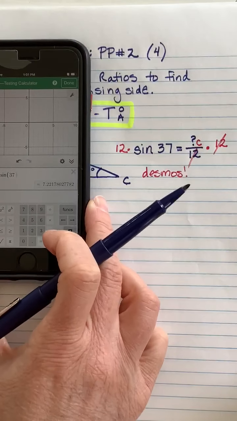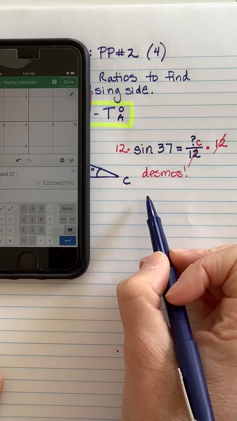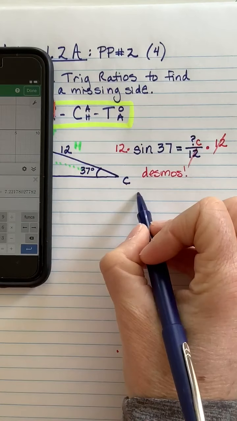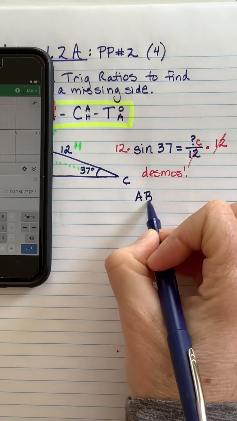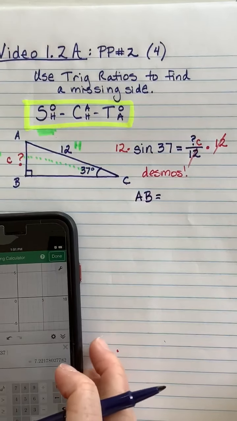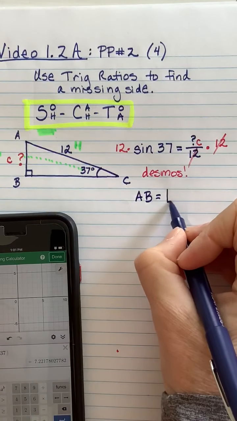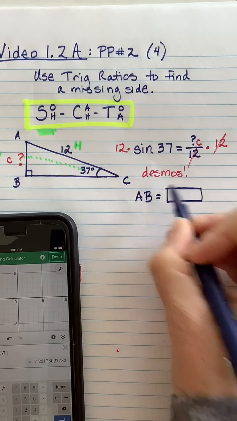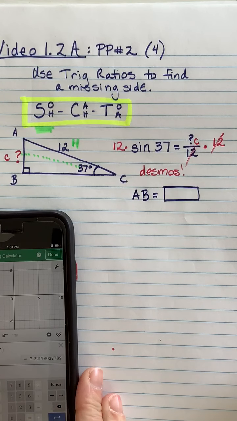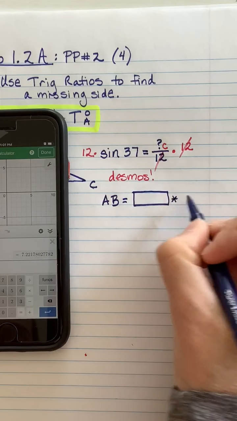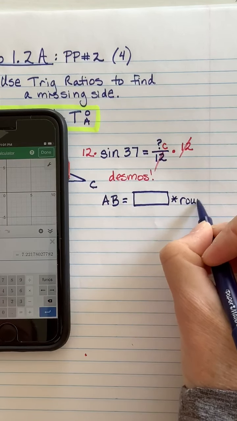All right, I believe the Khan Academy problems for this one will be set up something like side AB. Remember, I'm looking for side AB is equal to, and then there's going to be a little box here. That's where you're going to type in your answer on your practice problems. And there's always going to be a little thing that tells you what to round to.